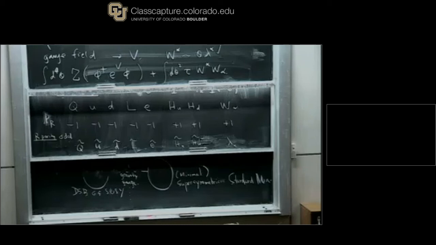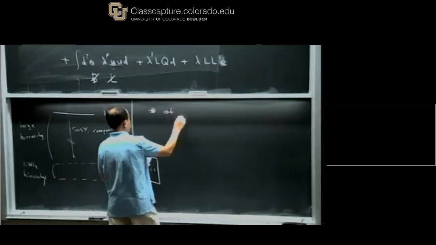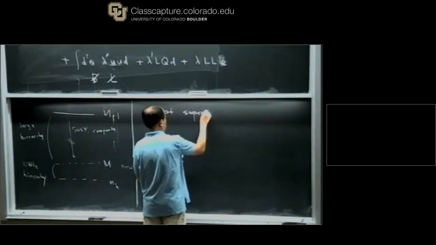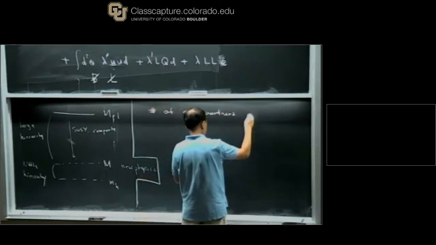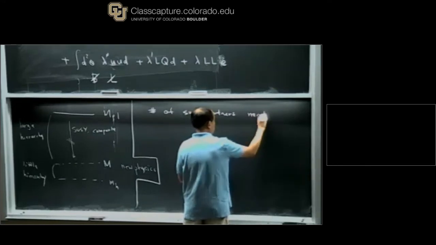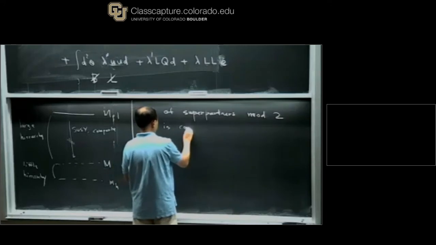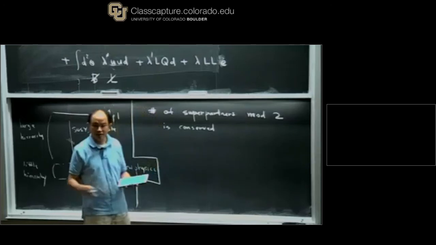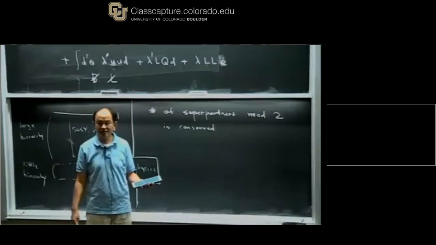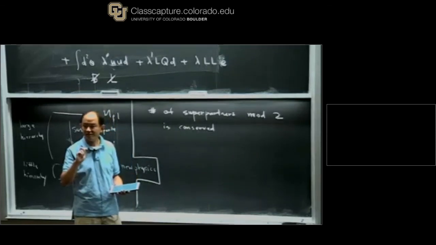So what are the consequences of R parity? First of all, the number of superpartners mod 2 is conserved. So any process you can imagine can go from 3 to 1, but it can never go from 3 to 2 superpartners.